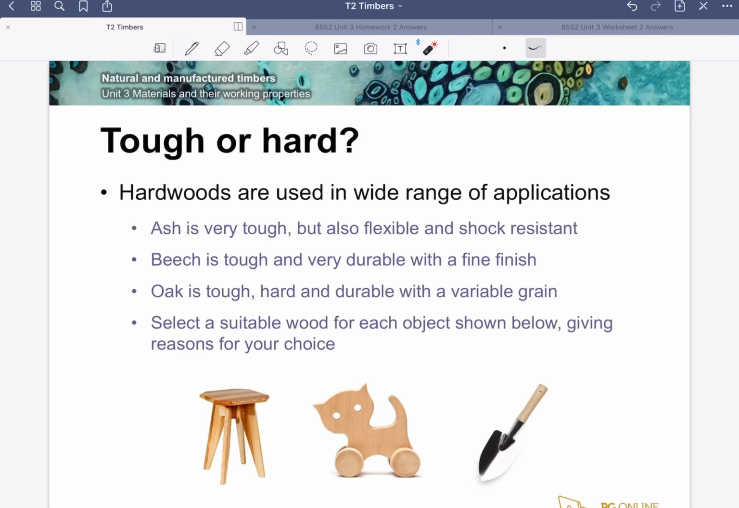Beech, very tough, durable with a fine finish. So probably maybe this chair or even the cat, I suppose you can justify either or. Oak is tough, hard, durable with a variable grain. Again, you could argue either or on both of those really. As long as you can argue your point, then you'll have a correct answer.